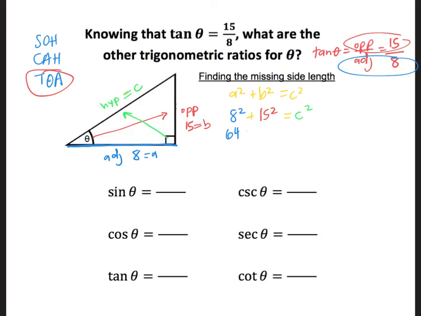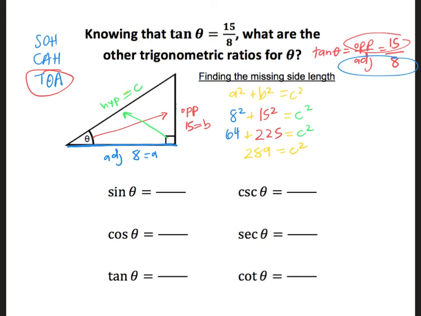And then we're doing plus 15 squared, which is 225. And that whole thing equals c squared. Again, we're trying to figure out what c is. So I'm going to add 64 plus 225, and that gives me 289. So I have 289 equals c squared.